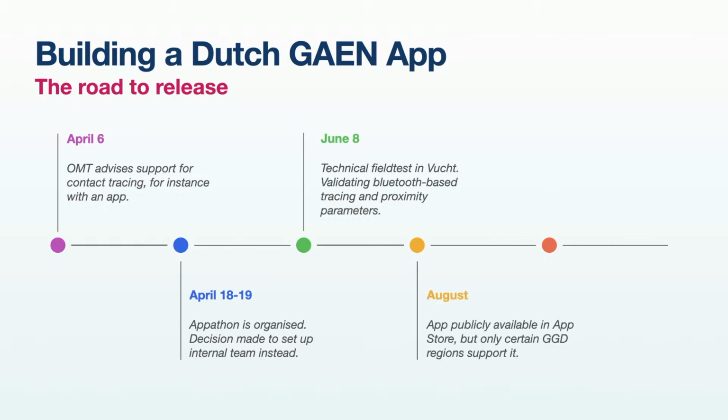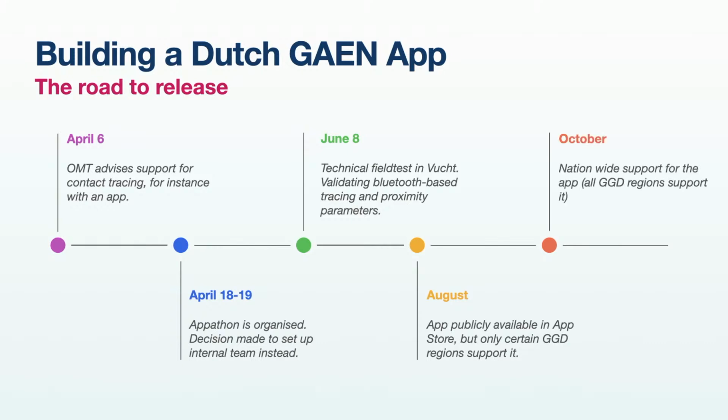Then in August, the app first became publicly available in the App Store, but only with support from certain health authorities in certain regions in the Netherlands, because this sharing of your public logbook, if you were infected, is actually a step that requires authorization from a health authority. They don't just want everybody to share their logbooks. They want to make sure that only really infected people do that, so it cannot be abused.